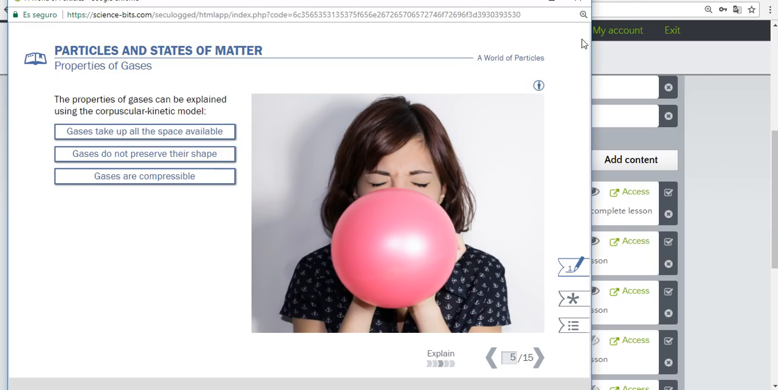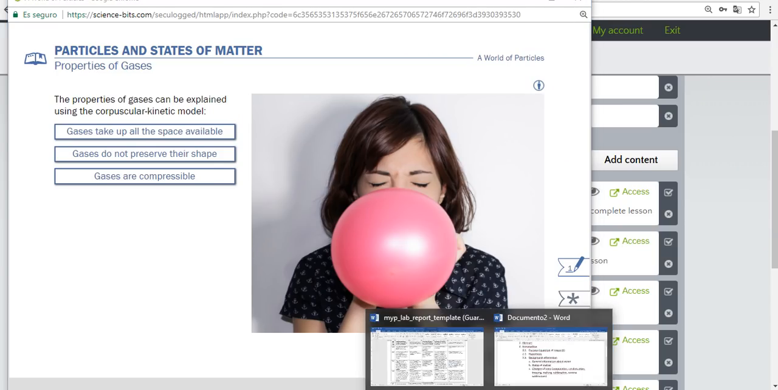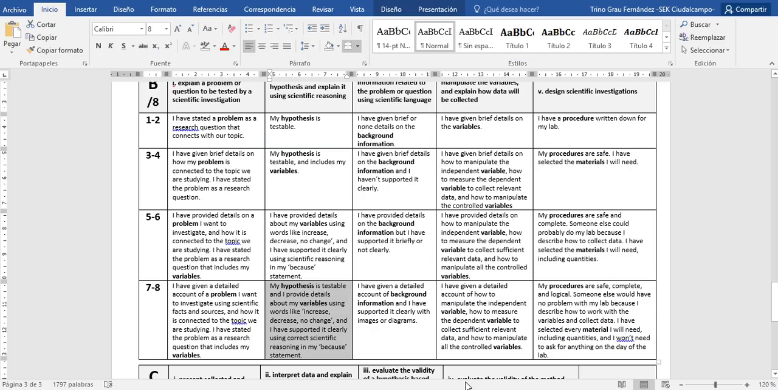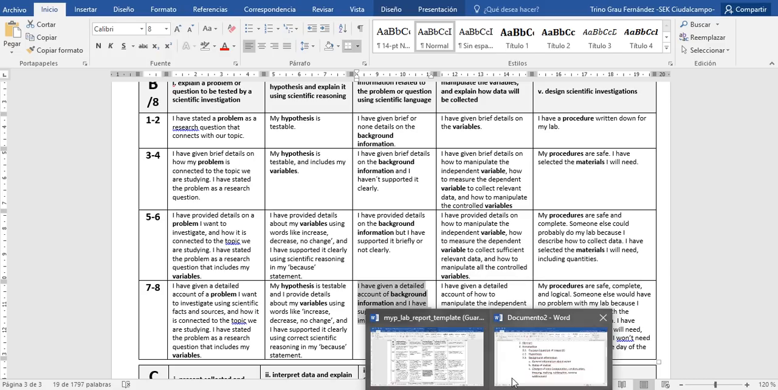So here you can find the information of changes of state in terms of the kinetic, the corpuscular kinetic model, and look at the rubric. So for obtaining the maximum grade, you have given a detailed account of background information, and you have supported it clearly with images or diagrams. So remember to include some images or diagrams to support the background information when you write it.